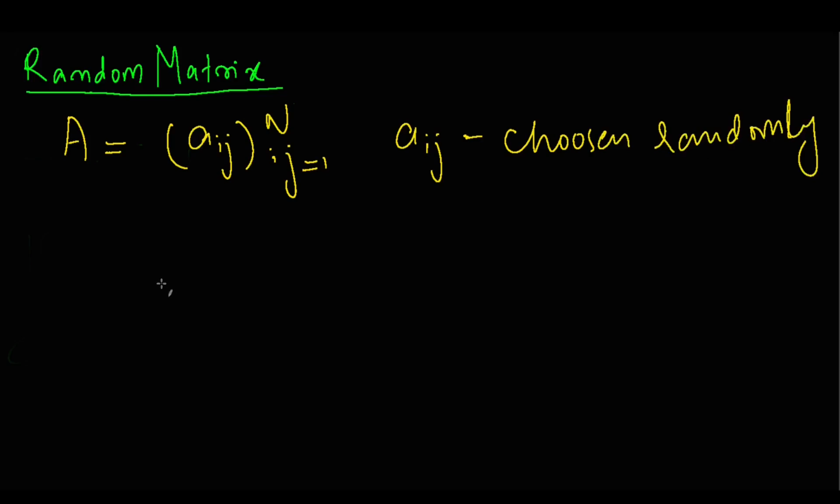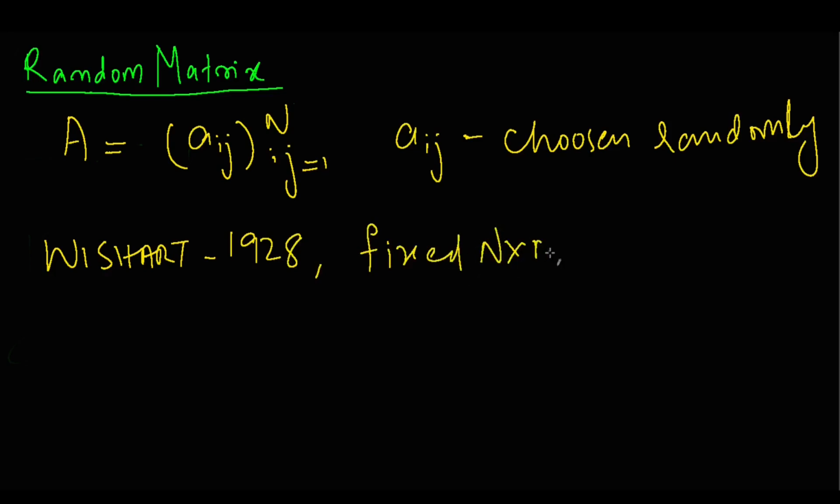Random matrices were introduced in statistics by a statistician named Wishart in the year 1928, where he introduced fixed n by n random matrices, and he studied correlations between different statistical quantities. But more interesting properties of random matrices arise when n goes from finite to infinity.